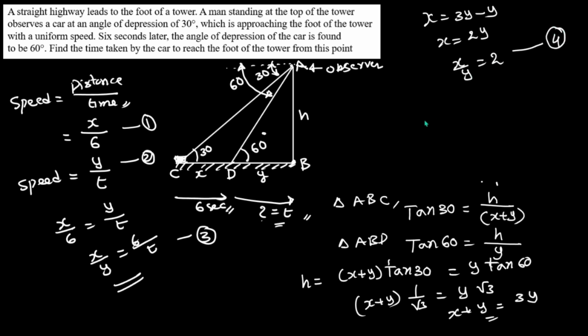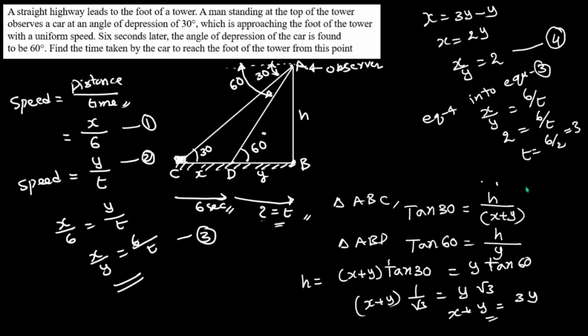If you substitute equation number 4 into equation number 3, and put x by y as 2 here: equation number 3 is x by y is equal to 6 by t. What is x by y? It is 2. So 2 is equal to 6 by t. T is equal to 6 by 2, that is equal to 3. So t is equal to 3 seconds. So the time taken for the car to travel from point D to the foot of the tower is 3 seconds. That's the answer for the problem.